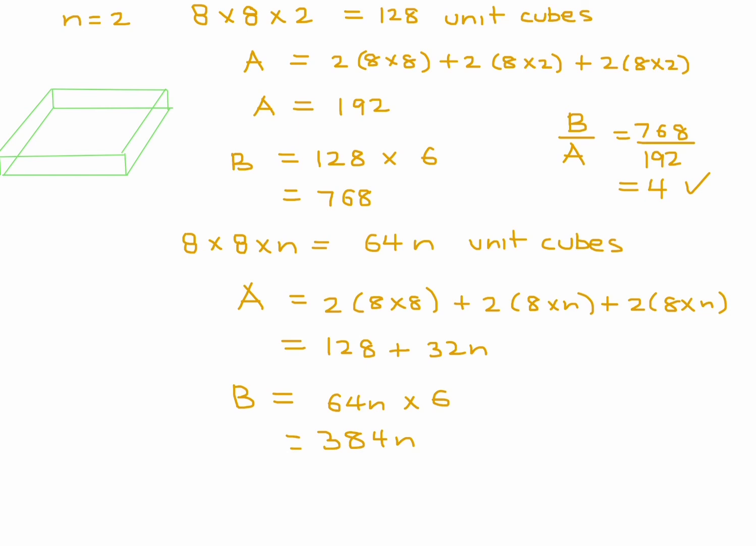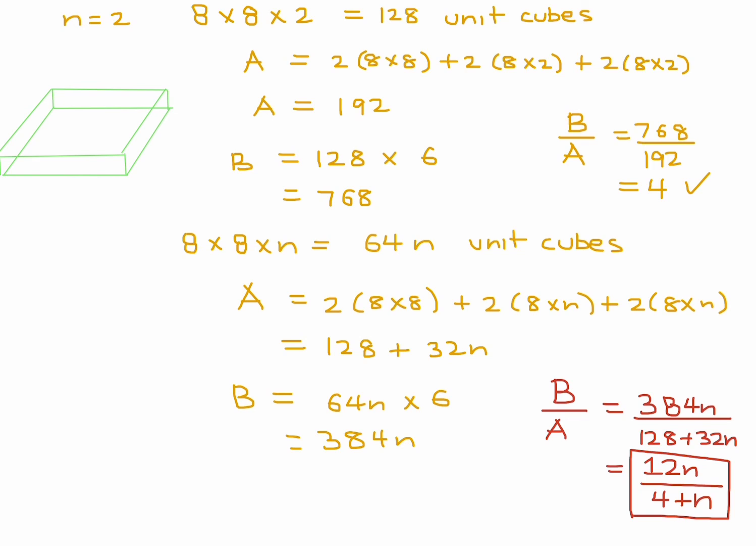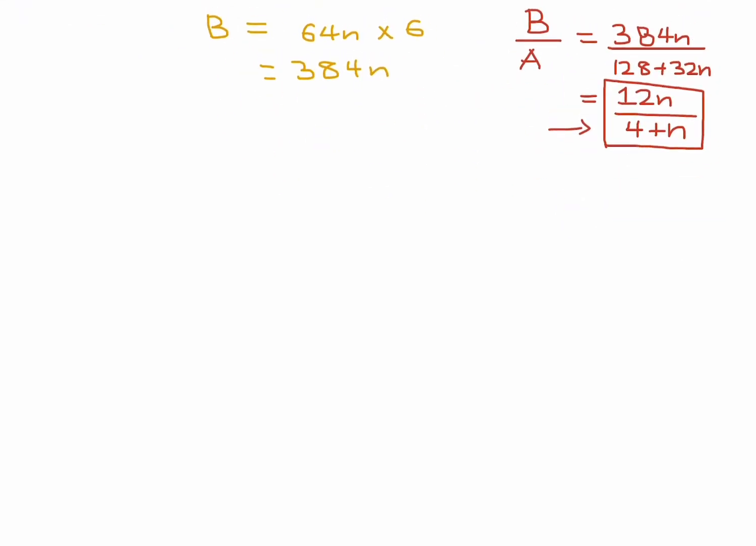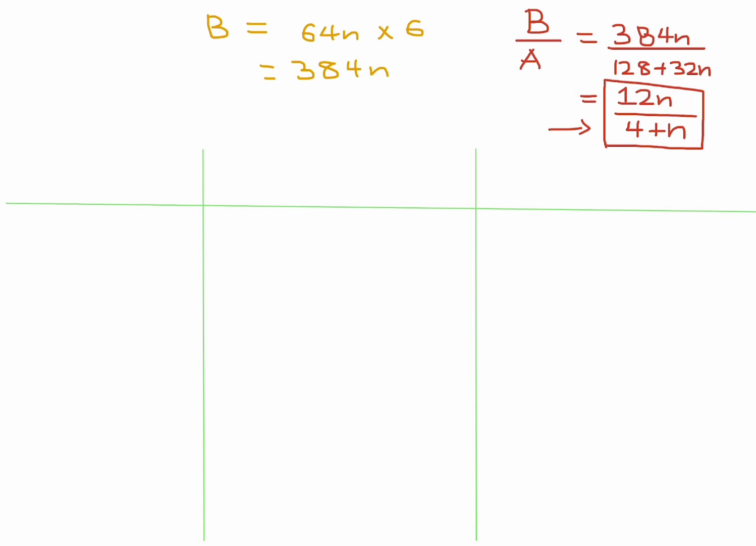Now what is my B over A? It is 384n over 128 plus 32n. I think I can divide through by 32, and when I do, I get 12n over 4 plus n. This is very nice. I think I can work with this without too much problem. I've got to start plugging in values of n so that this becomes an integer. I'm sure I can do that. Let's make a table and proceed. So we have n, and then 12n over 4 plus n. At this point it's just plug and play.